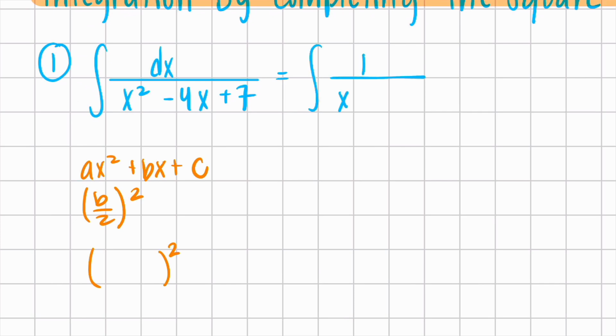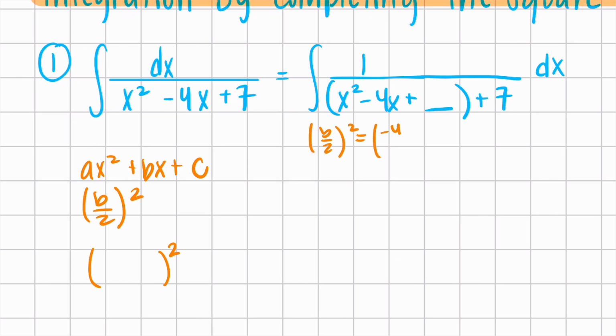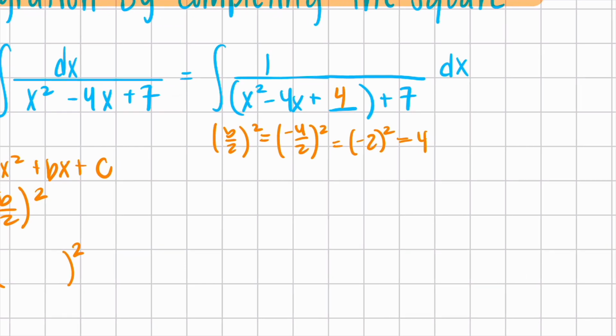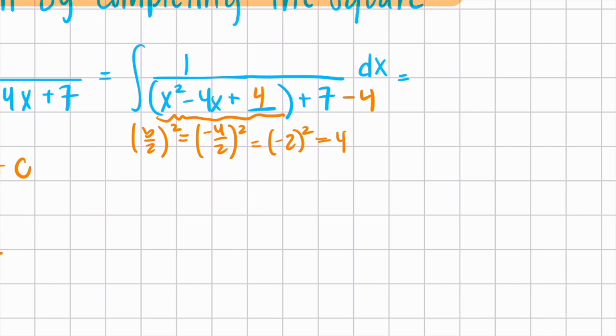So the first thing we're going to do is get a perfect square trinomial, so I'm going to put a blank, and then I have the 7. To complete the square, like I said, we're going to do (b/2)². Our b here is -4, so (-4/2)², that's (-2)², which is 4. So if I add 4, I now am going to have a perfect square trinomial. But I can't just add 4 to a problem, that just changes the integral. So if I add 4 somewhere, I also need to subtract 4 somewhere else. So I'm going to add 4 and subtract 4, and that way I'm only adding 0, which doesn't change my problem.